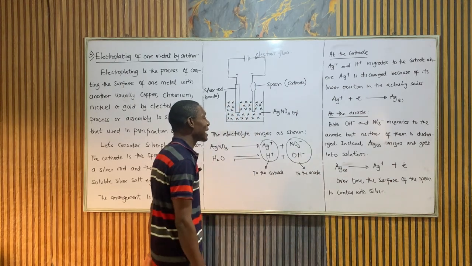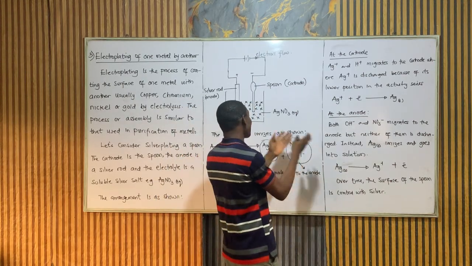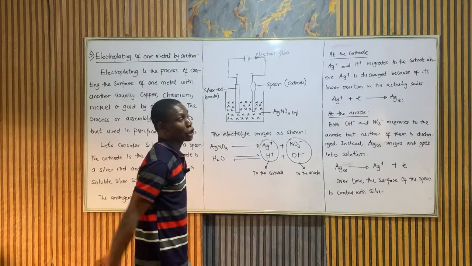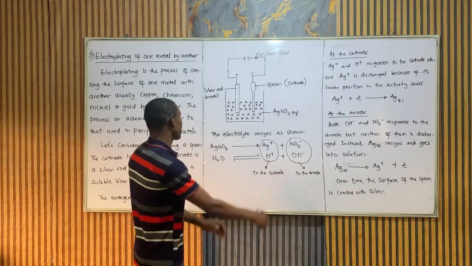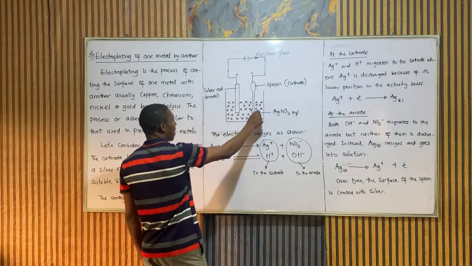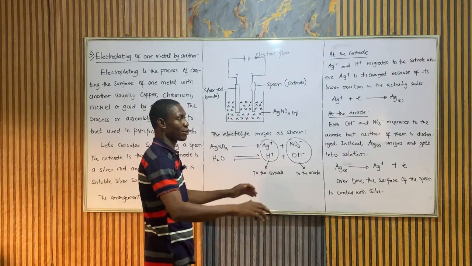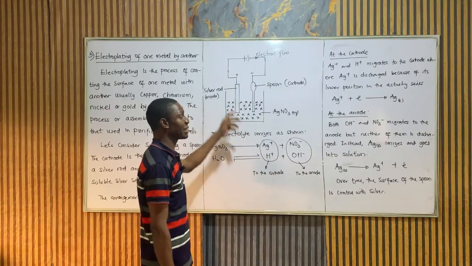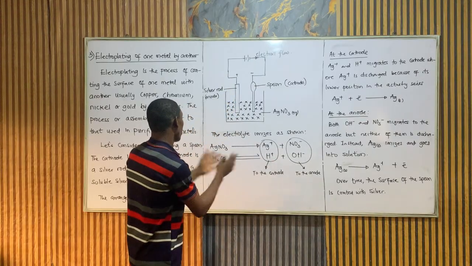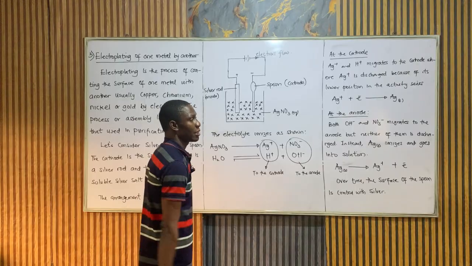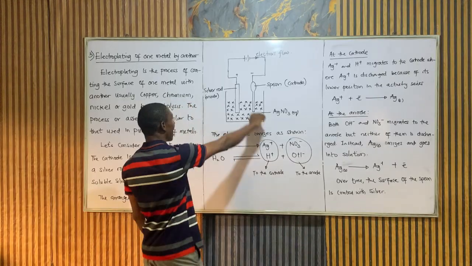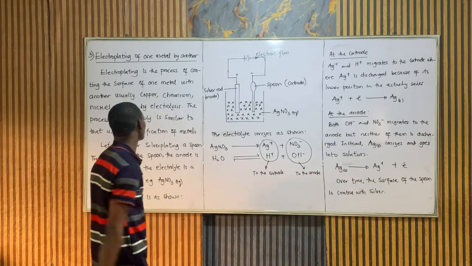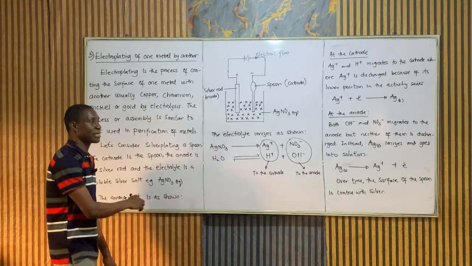Now, at the anode, both OH and NO3 migrate to the anode, but obviously none of these will be discharged, and that's because this is a silver rod and there is a silver ion in this electrolyte. So rather, this silver ionizes and goes into solution, leaving its electron behind. So eventually, silver is being transferred from the anode to the cathode, and that's what happens during silver plating a spoon.